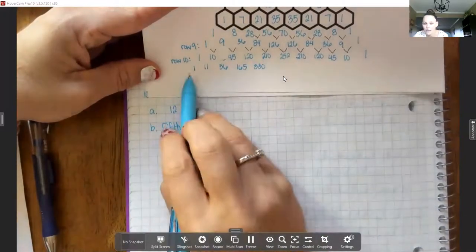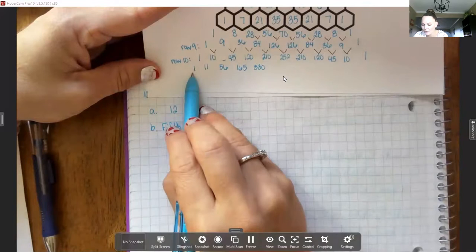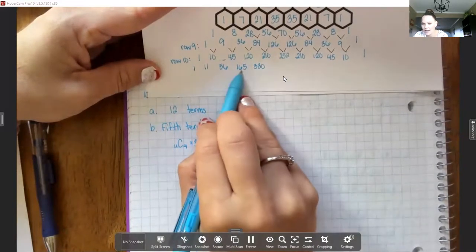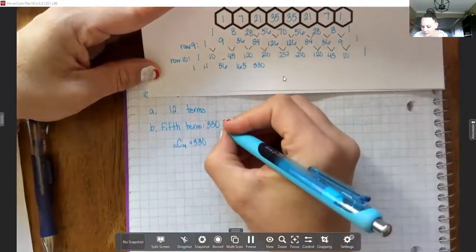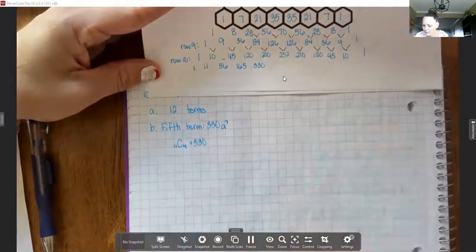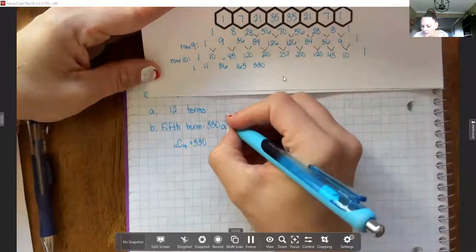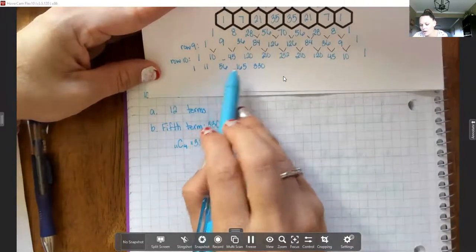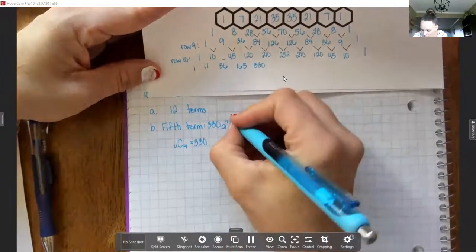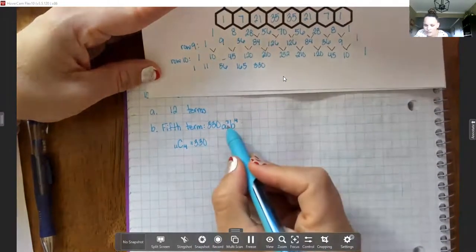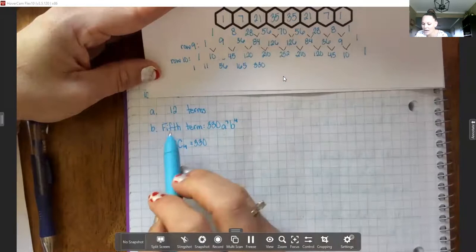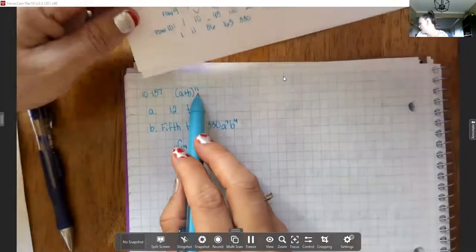And then remember, this would be a to the 11th, a to the 10th, a to the 9th, a to the 8th, a to the 7th. In our b's, this starts at b to the 0, b to the 1st, b squared, b cubed, b to the 4th. And so 330, a to the 7th, b to the 4th, because these two exponents have to add up to that exponent there.